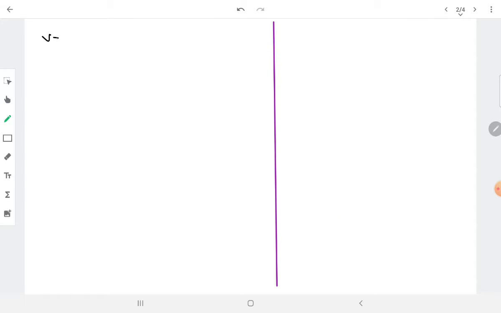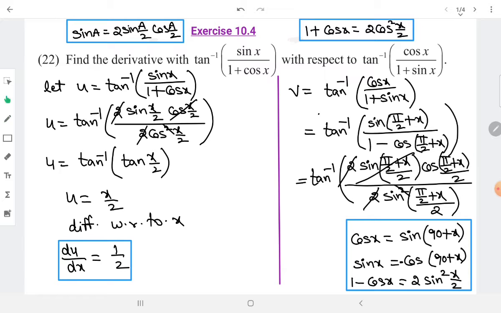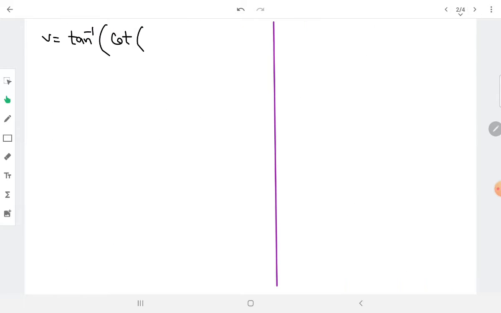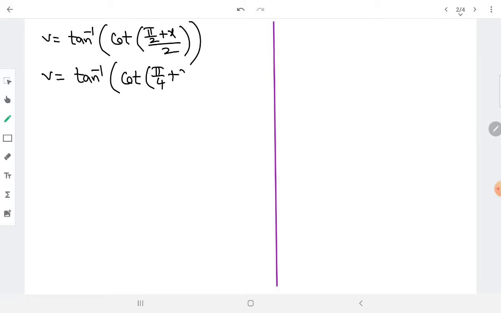So, V is equal to tan inverse of cot, and inside what is the other term? Inside we have pi by 2 plus x whole by 2. Cos theta by sin theta is nothing but cot theta. So pi by 2 plus x whole divided by 2. Now in the next step, V is equal to tan inverse of, now we'll try to simplify this.